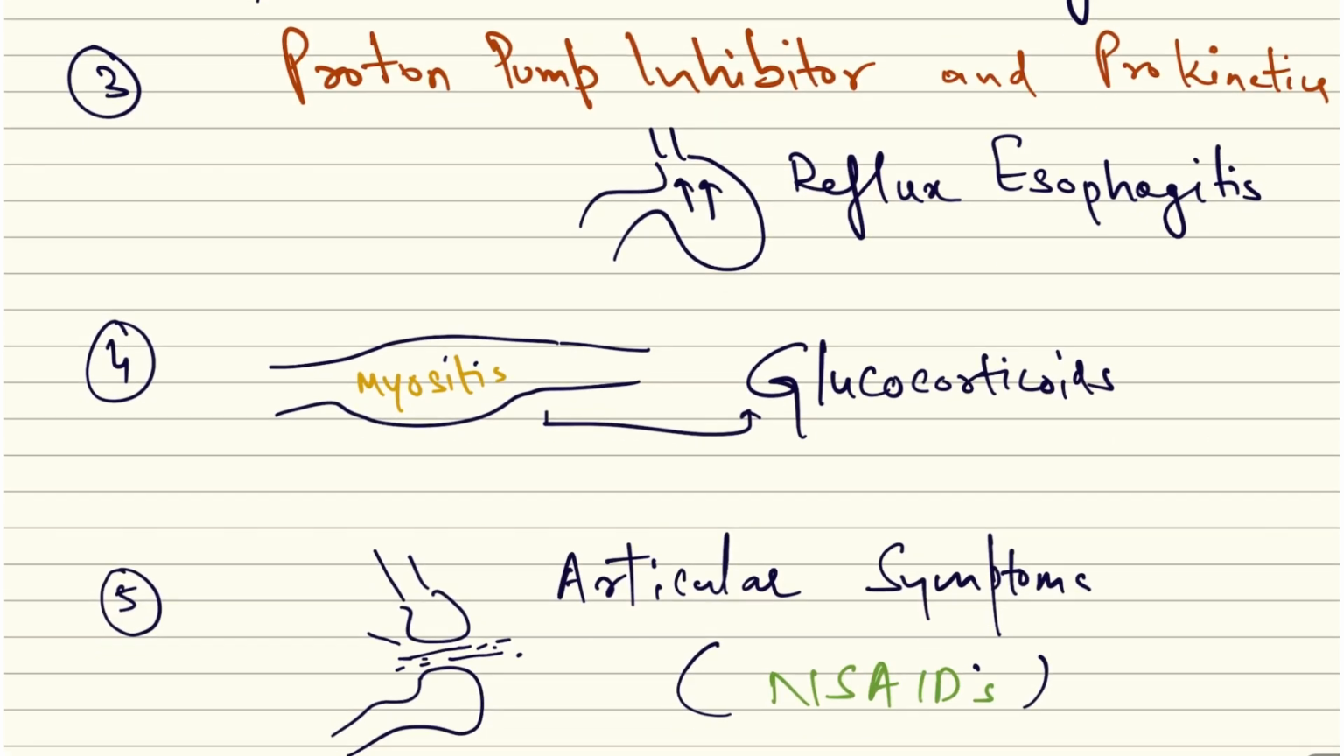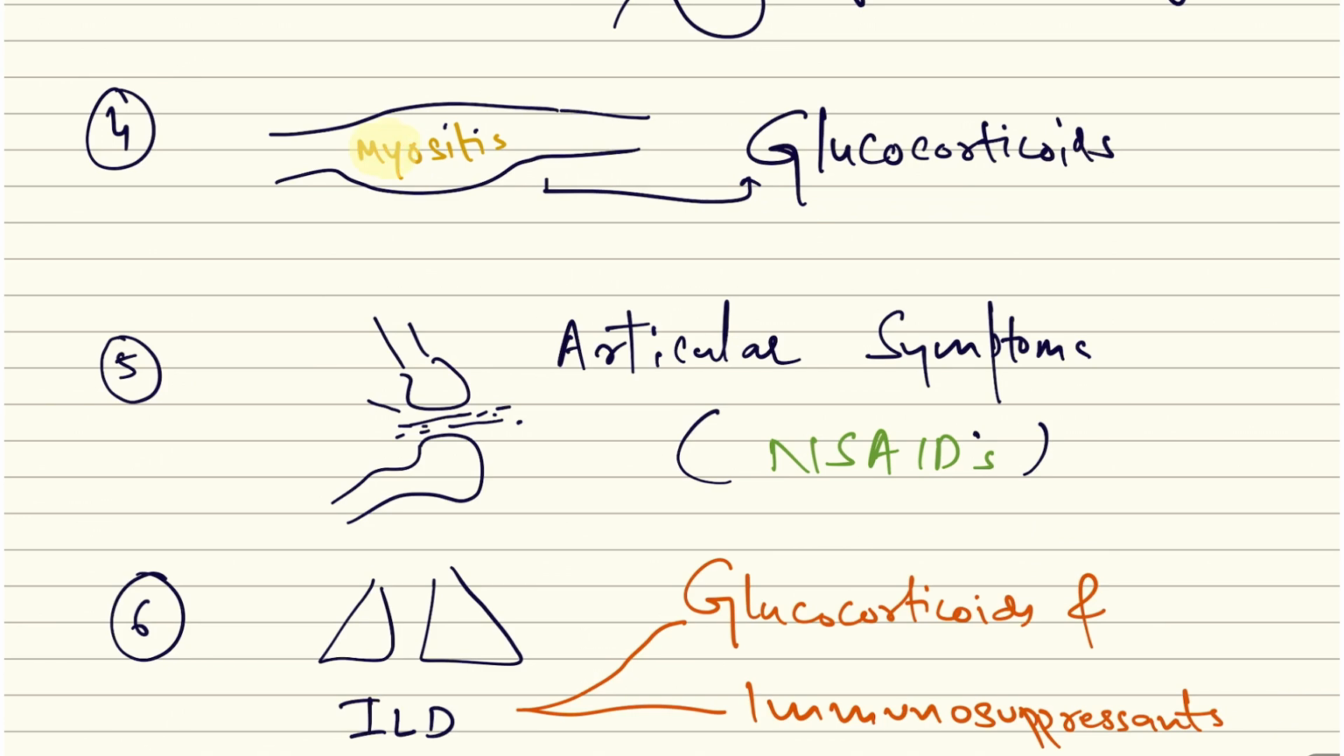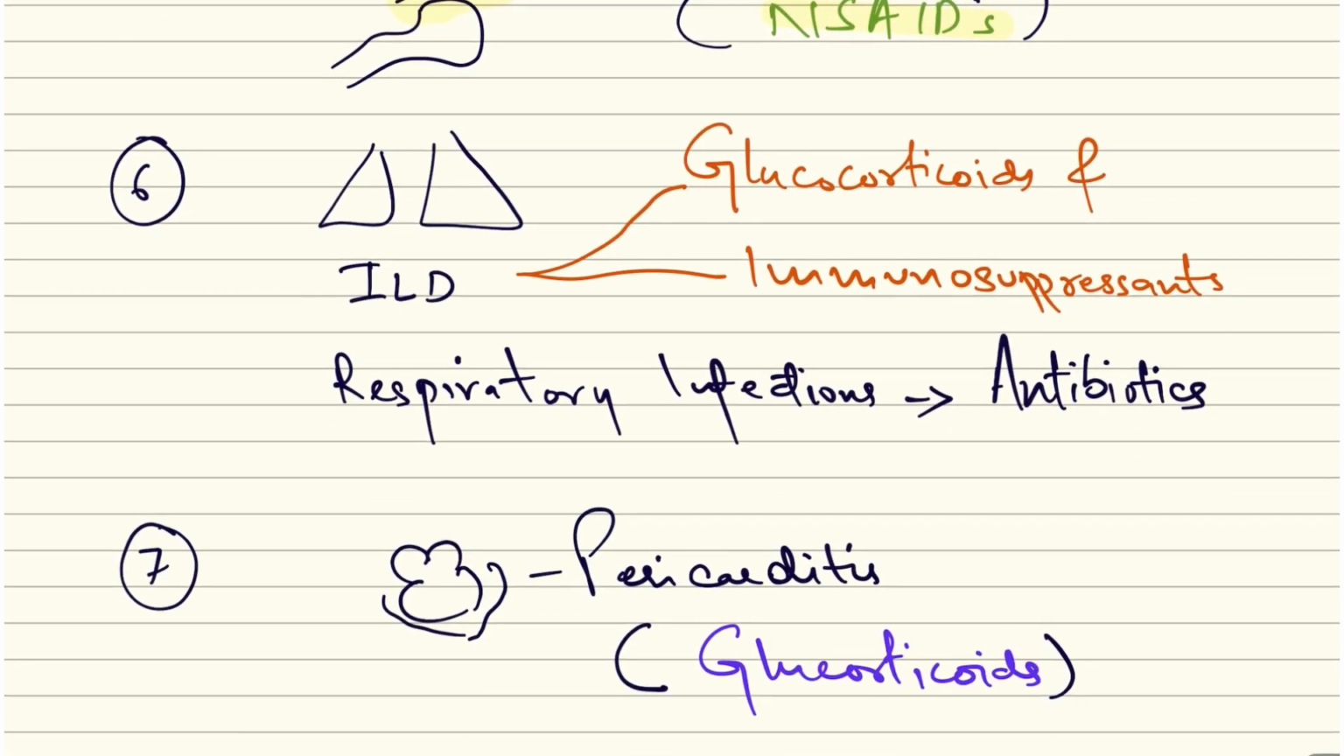Then we can also treat the reflux esophagitis with drugs like proton pump inhibitors and prokinetics. Also, these patients have a lot of muscle pain, which causes myositis, and to relieve the pain in the muscle we can give drugs like glucocorticoids. Also, they have articular symptoms around the joints, and to relieve their symptoms we will give drugs like non-steroidal anti-inflammatory drugs. Also, as we know, in their lungs they suffer from interstitial lung disease, and to treat it we give drugs like glucocorticoids and immunosuppressants.